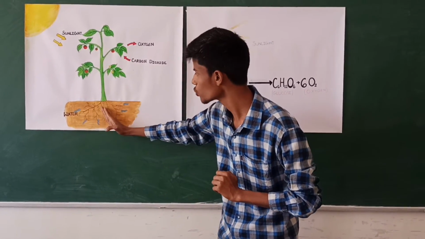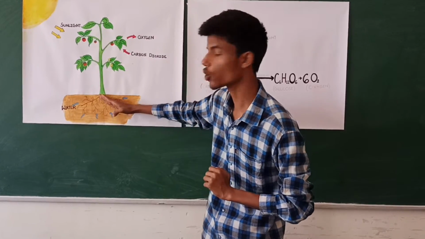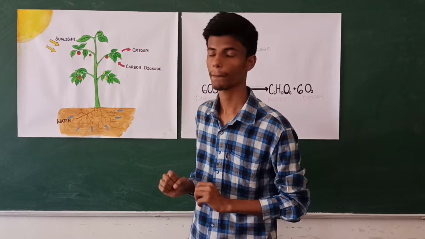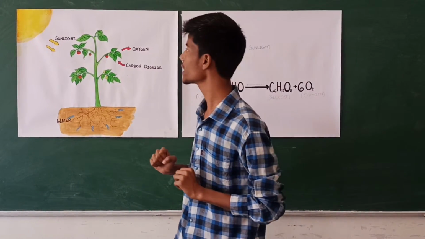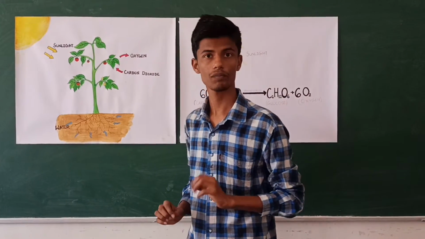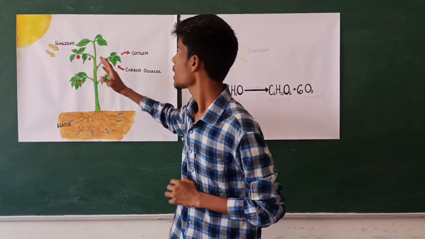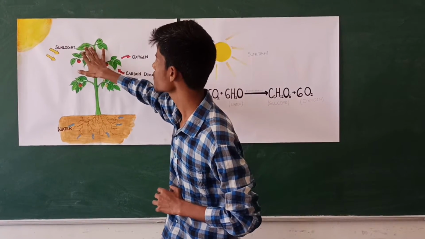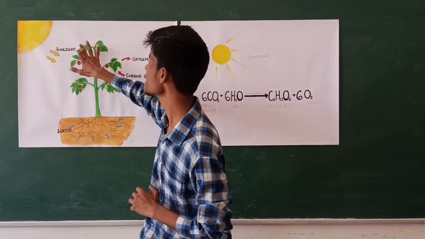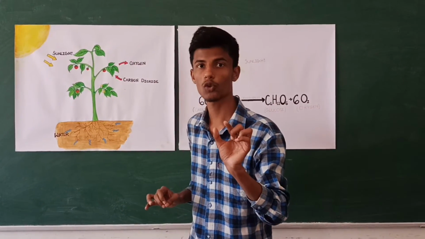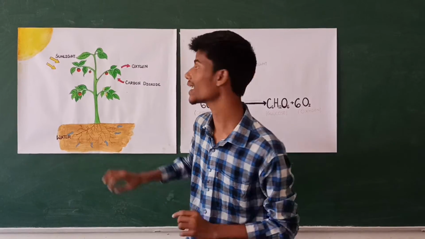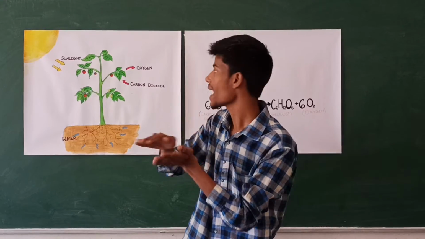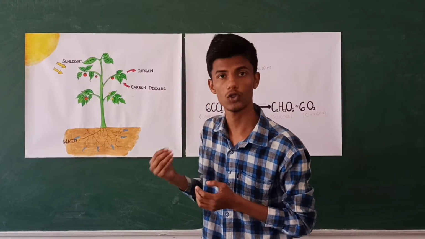The plants have roots, and the root absorbs water from the soil, and this is how the plant gets water. Now the second element. What is that second element? That is sunlight. How does the plant get sunlight? Plants have chloroplast in their leaves, and this chloroplast contains a green pigment called chlorophyll. The chlorophyll traps the sunlight and keeps it for the process of photosynthesis.